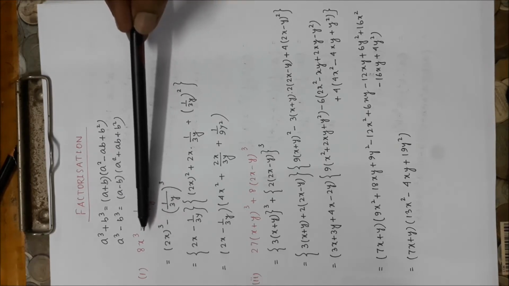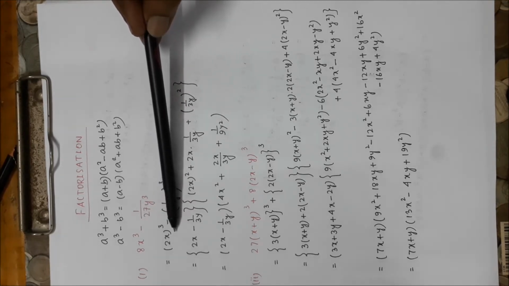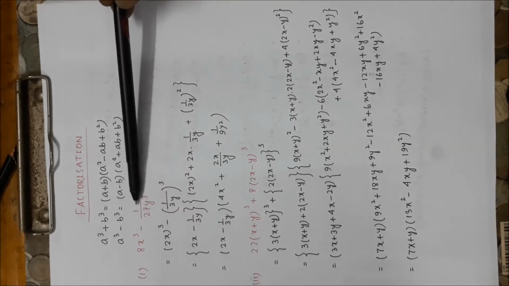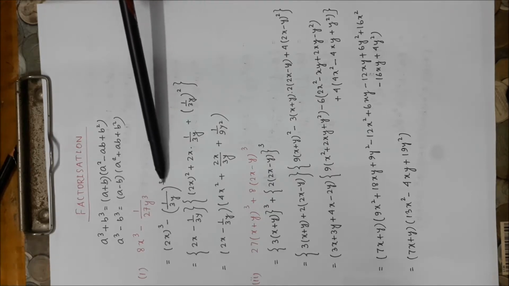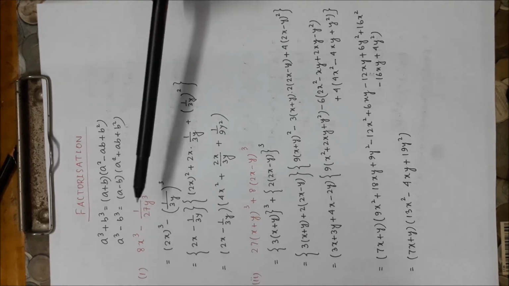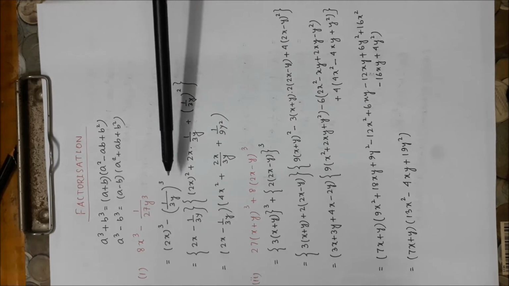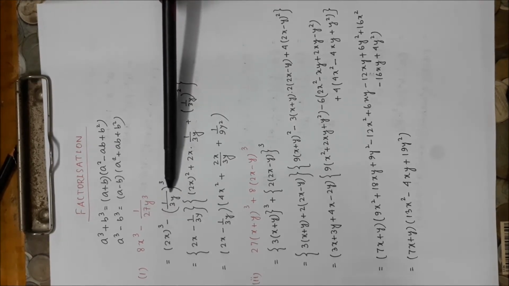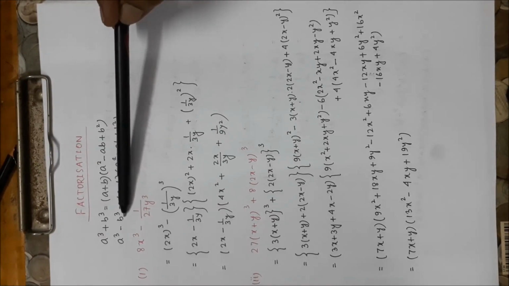So 8x cube can be written as cube of 2x. 2x cube equals 8x cube, and 1 by 27y cube can be written as cube of 1 by 3y. So first step, you need to express it as a difference of two cubes. Once you express the difference of two cubes, then apply the formula of a cube minus b cube.